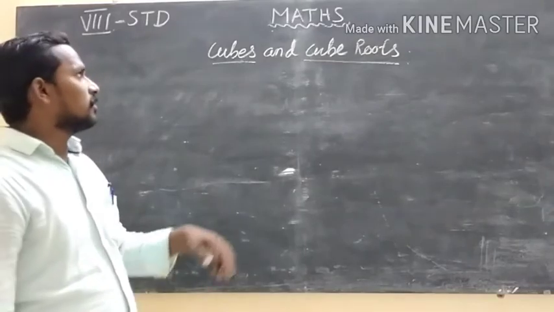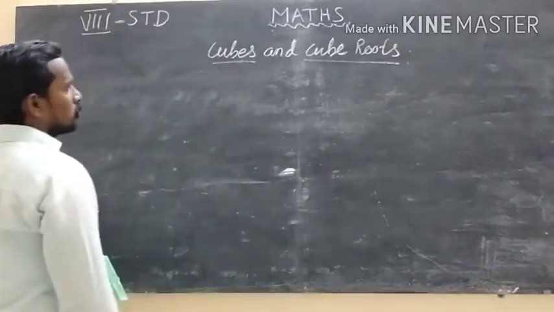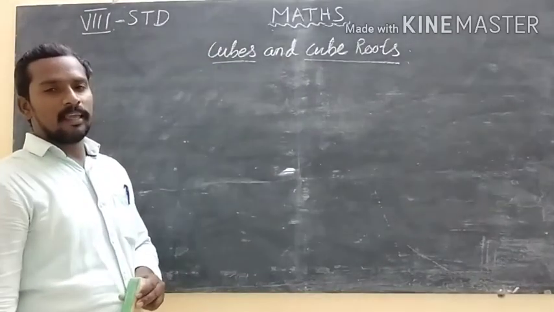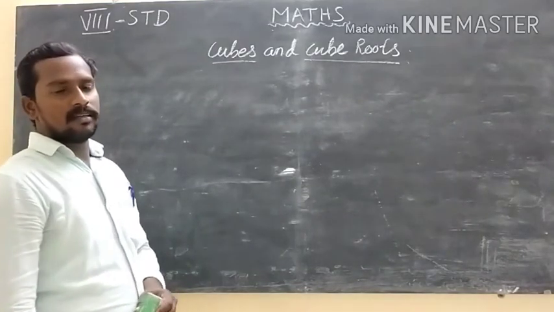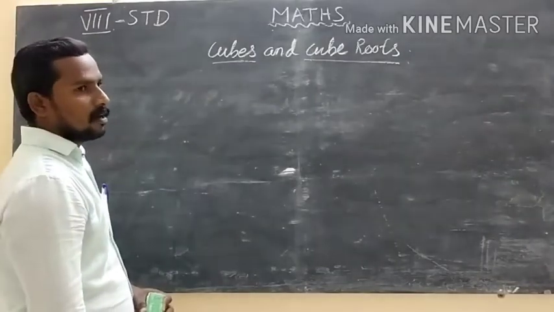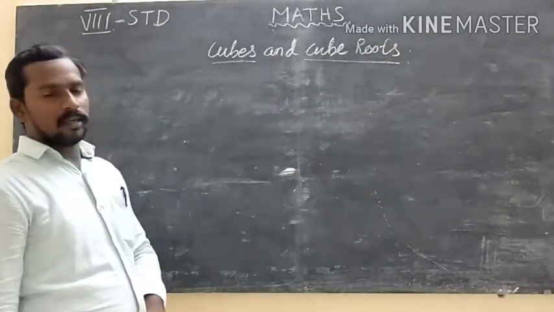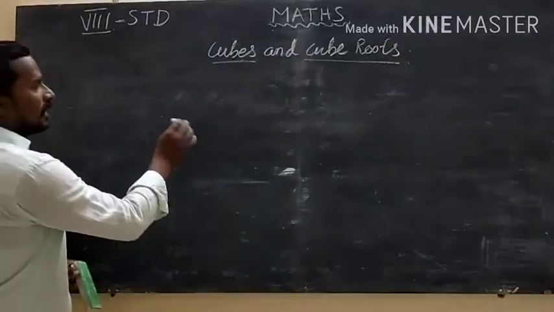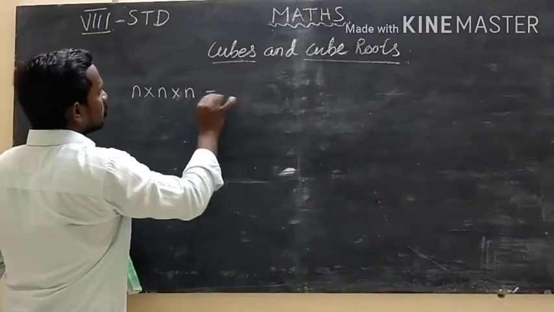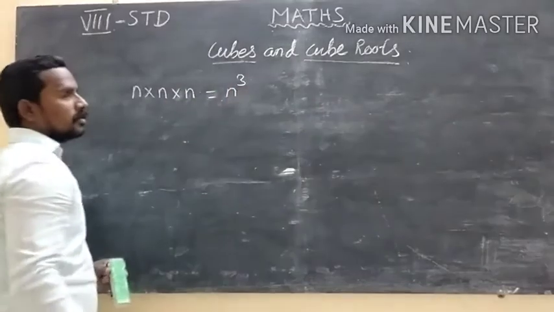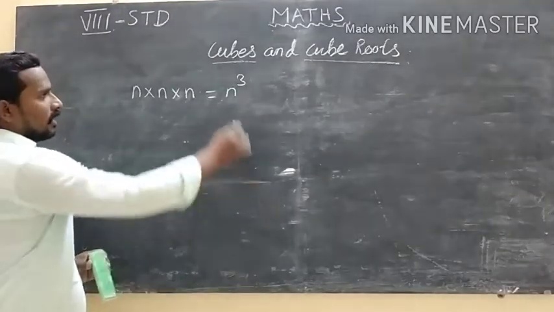Then coming to our topic, cubes and cube roots. A number multiplying by itself and then again by itself is called a cube number. It means the product of three identical numbers. That means n into n into n is equal to n cubed. So consider a number n, then the cube of n is n cubed.